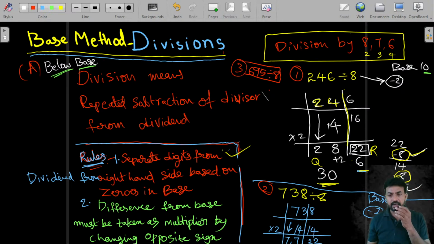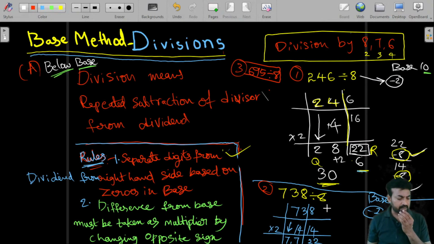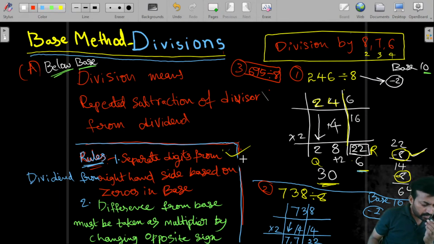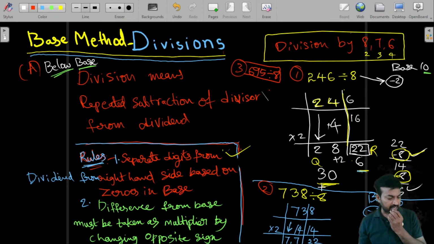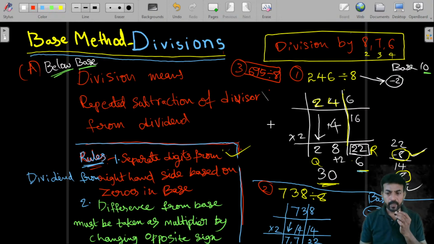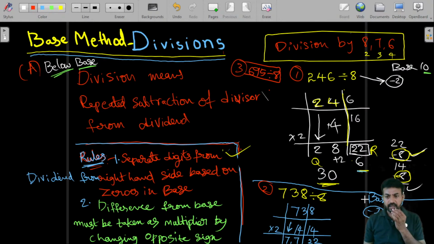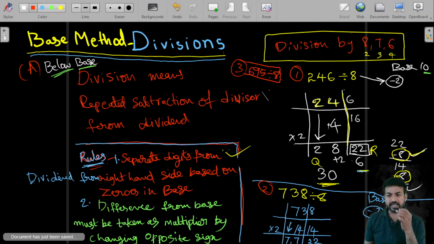Okay, let me check. So I'm at 738 divided by 8. Listen carefully, those who cannot understand this. So base is 10 here as usual, because 8 is nearest to 10. So you can take base 10. The difference between base and divisor is 2. You have to take 2 as multiplier.